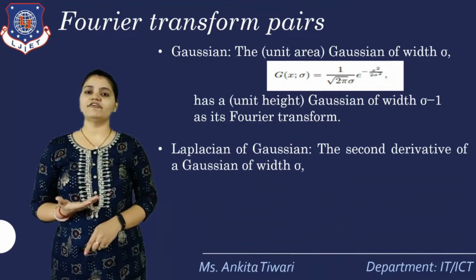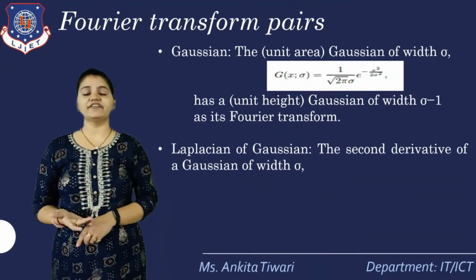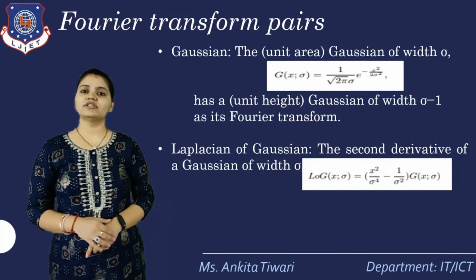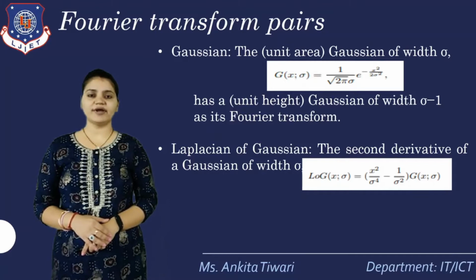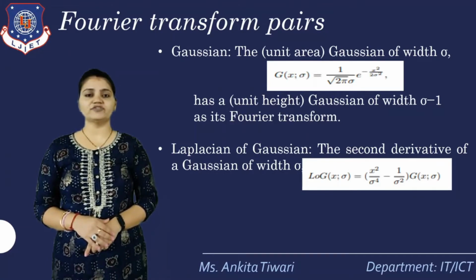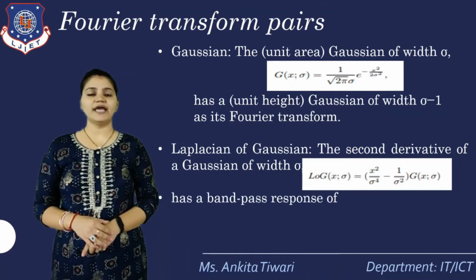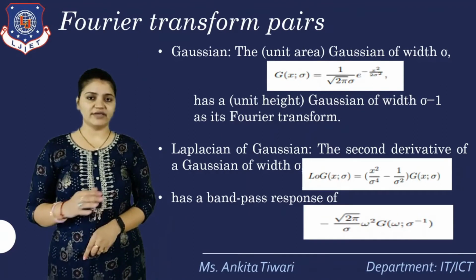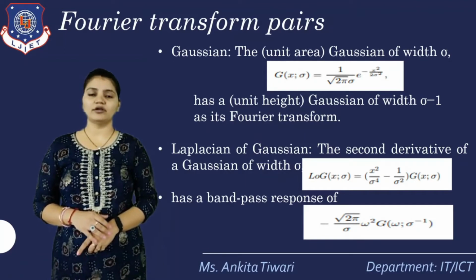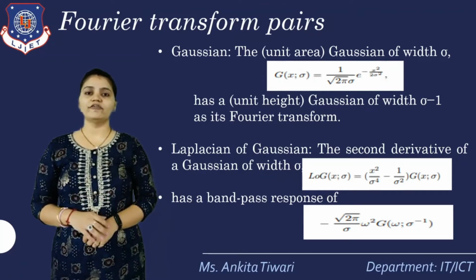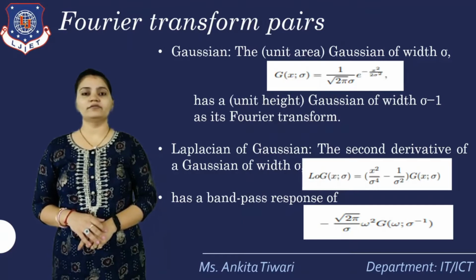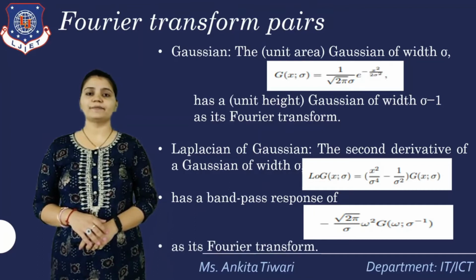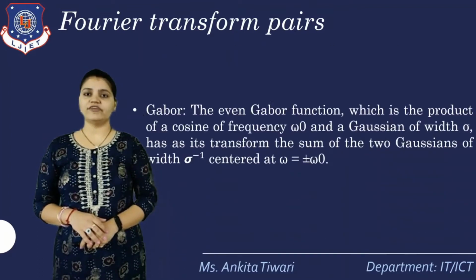So Laplacian of Gaussian is another form that we have. It is the second derivative of a Gaussian of width tau, that is x square upon tau raised to 4 minus 1 by tau square, into g of x, tau. It has a bandpass response, which is minus the same formula that we have written, that is under root of 2 pi upon tau into w squared g of w, tau raised to minus 1, as its Fourier transform.